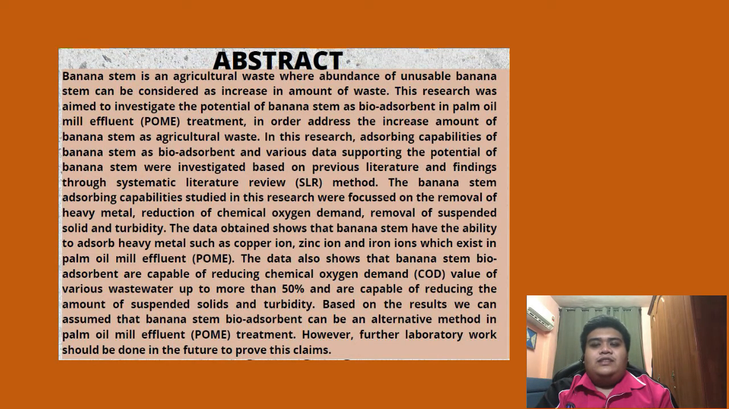The data obtained shows that banana stem has the ability to adsorb heavy metals such as copper ions, zinc ions, and iron ions, which exist in palm oil mill effluent. The data also shows that banana stem bioadsorbent is capable of reducing the chemical oxygen demand of the treated wastewater by more than 50%, and is also capable of reducing the amount of suspended solids and turbidity.